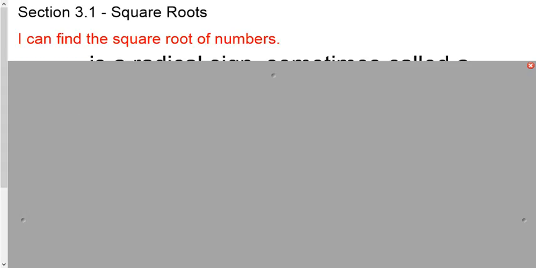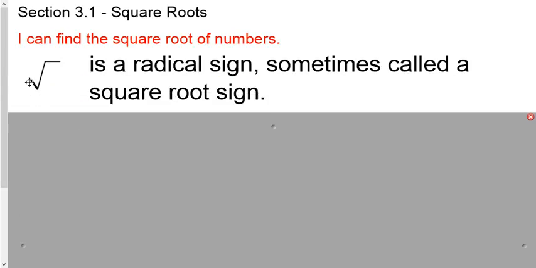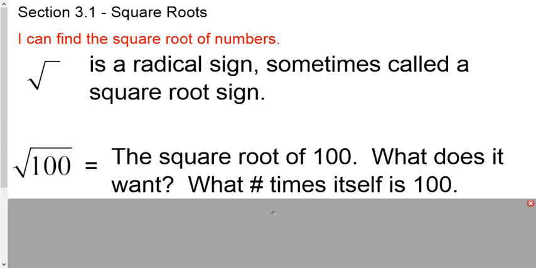Square roots, that's what we're looking at today, and this is called a radical sign. Sometimes, actually a lot of times, it's called a square root sign. You'll see a number underneath it, and basically we read it as the square root of 100, or radical 100. Now, the square root of 100, what does this want you to do?